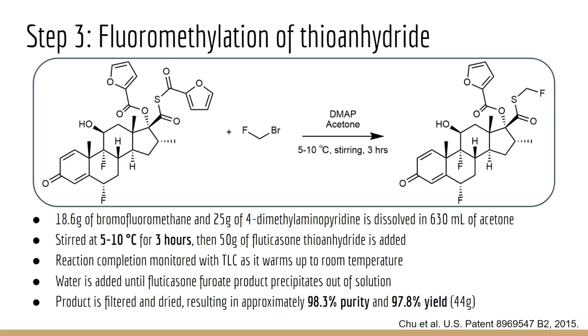The final reaction involves the fluoromethylation of the thioanhydride intermediate using bromofluoromethane and DMAP. First, bromofluoromethane and DMAP are dissolved in acetone. The solution is stirred and cooled to a temperature between 5 to 10 degrees Celsius for 3 hours. This is followed by the addition of thioanhydride intermediate, while the reaction completion is monitored by TLC. Once the reaction has reached completion, the final product is crashed out by adding water to the solution, then the product is filtered and dried. The final product results in a purity of 98.3% and a percent yield of 97.8%, finalizing the synthesis of Relvar.